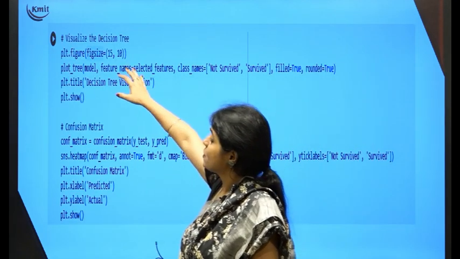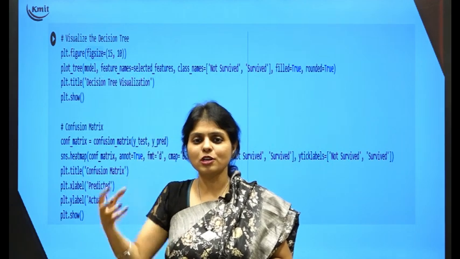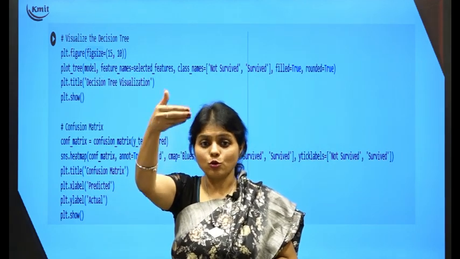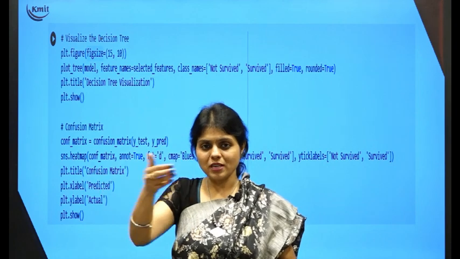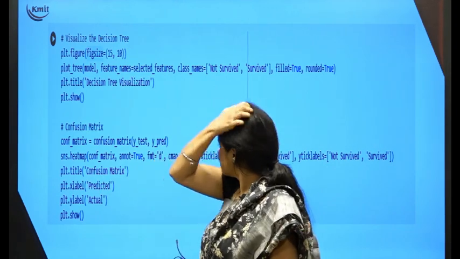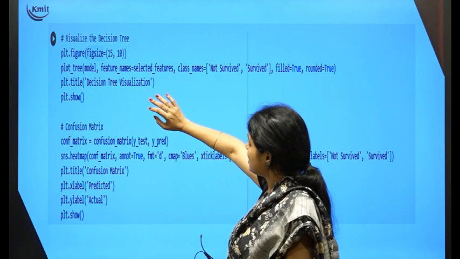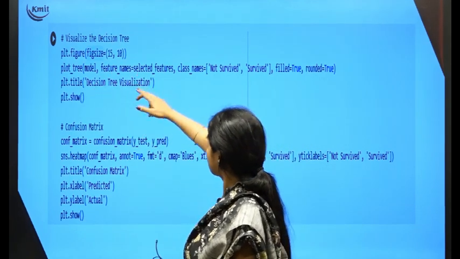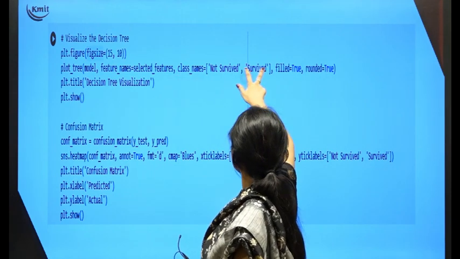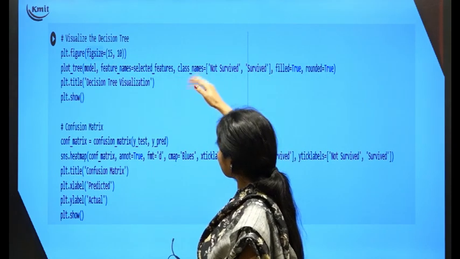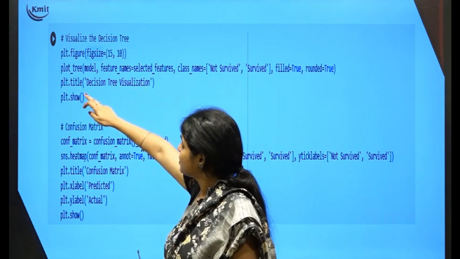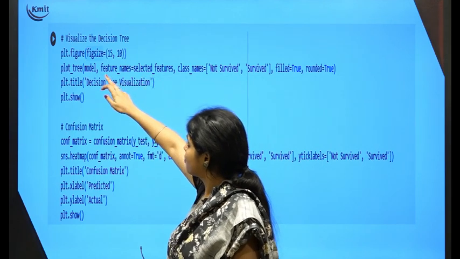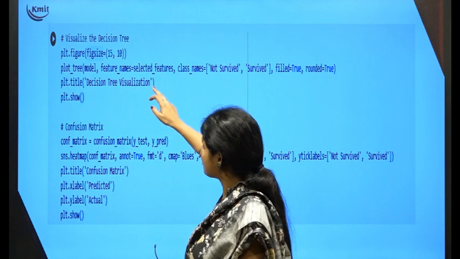Give the figure size, because a decision tree is usually huge. We have the root node, sub nodes, subtrees, and then finally the leaf nodes, right? So just give the size of the tree and then plot the tree with the model, feature names, and classes, that is survived, not survived. I'm giving all these attributes, and then print that tree with the title decision tree visualization.